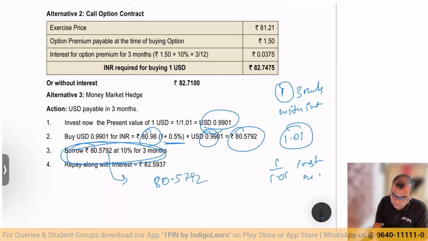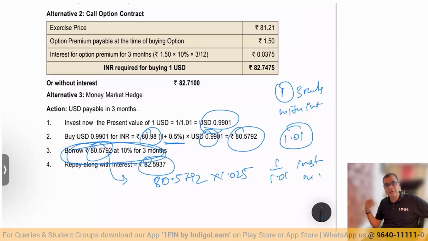80.5792 into 1.025, which is 82.5937. So around 82.59. So you are going to repay at the end of the period 82.5937 by initially borrowing 80. Then you have to repay 82.97.